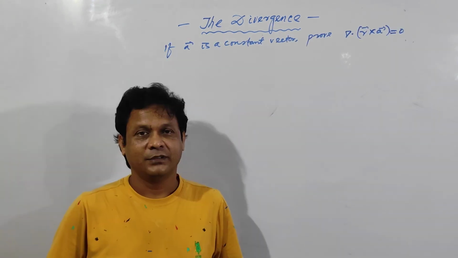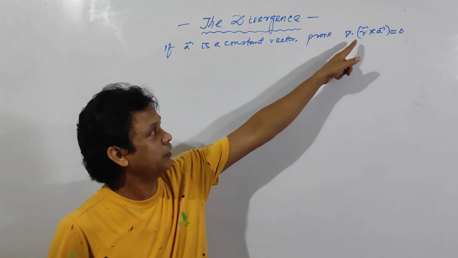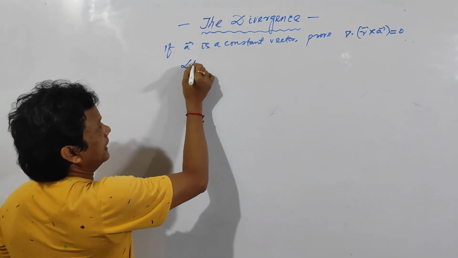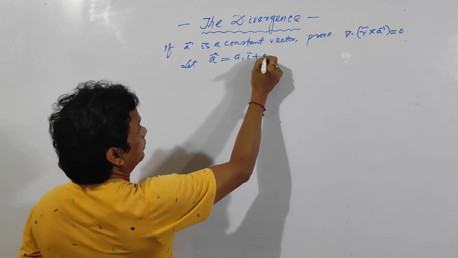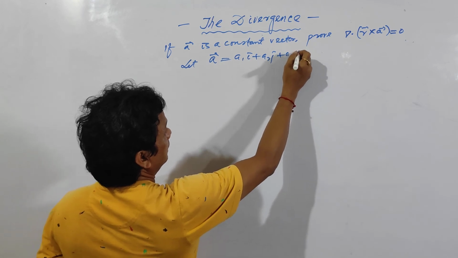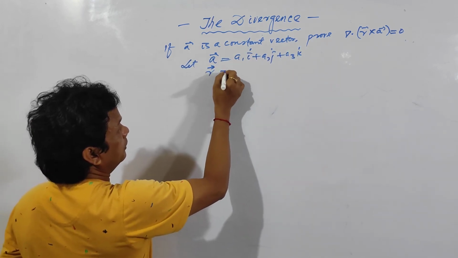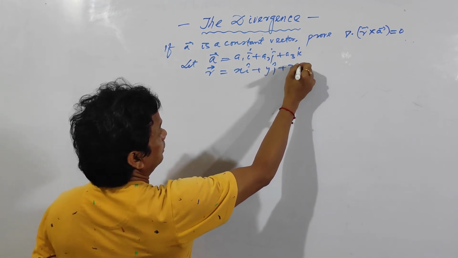See here, this one is a very important question. If A is a constant vector, then prove that del dot r cross A is equal to 0. Here, since A is a constant vector, you have to take A vector is equal to A1 i cap plus A2 j cap plus A3 k cap. Here, and already we know r vector is x into i cap plus y into j cap plus z into k cap.